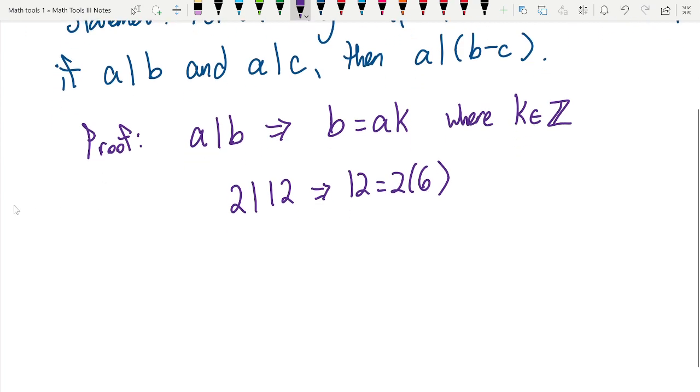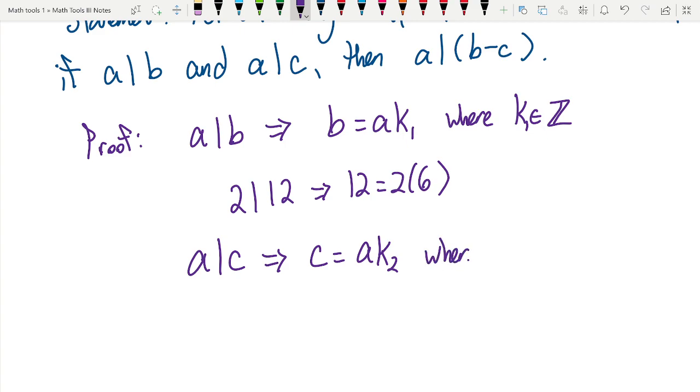Likewise, a divides c, so that's going to imply that c is equal to a times some different number, k2. So you can introduce another number. Maybe you want to put k1 on the first one, just so you don't have to keep coming up with letters. But realize that they are different things. Okay, so we have these two things.